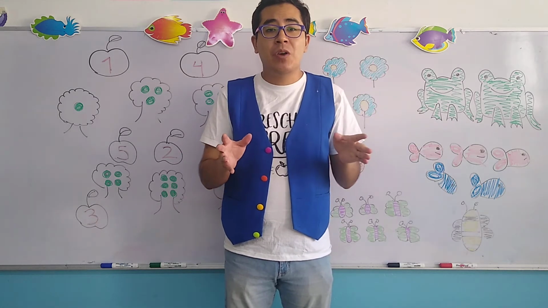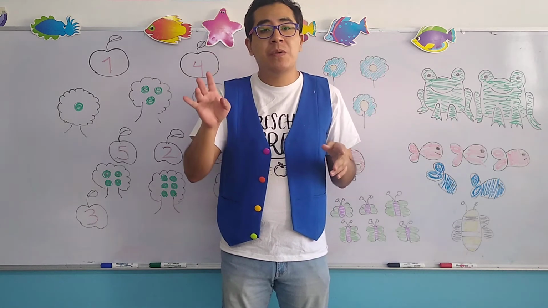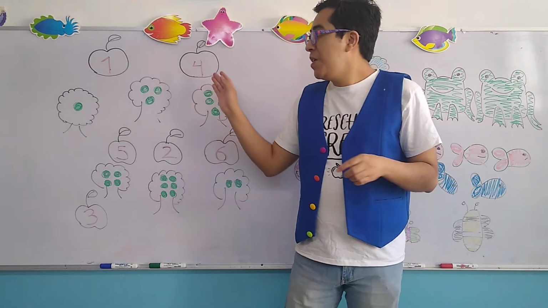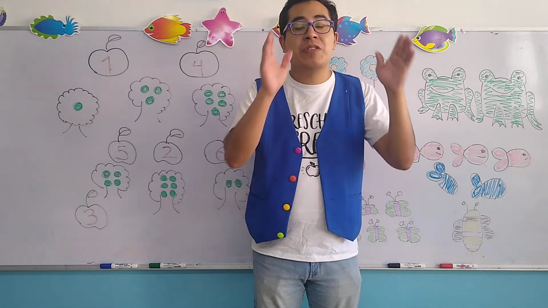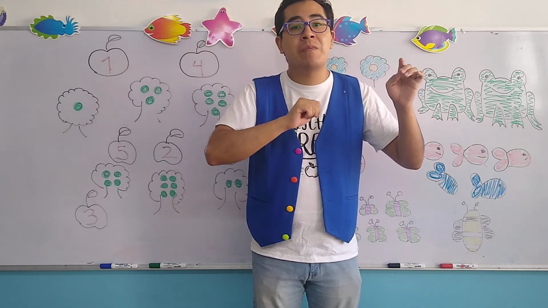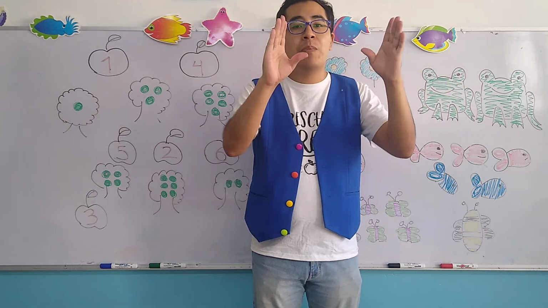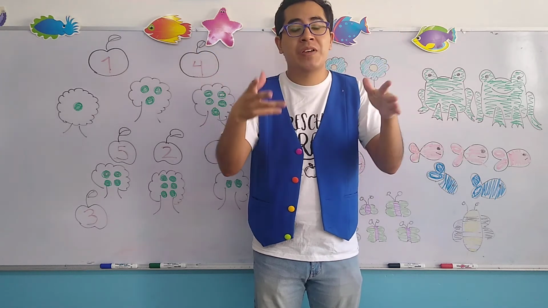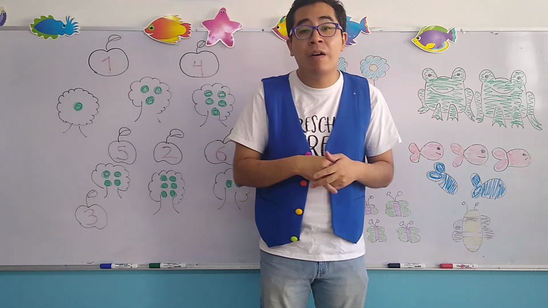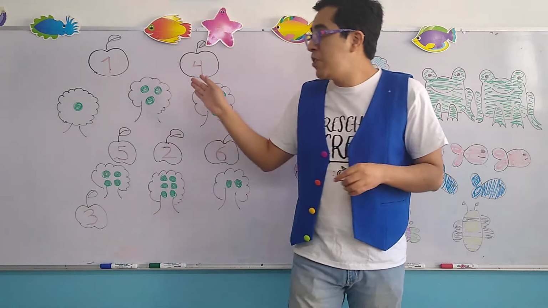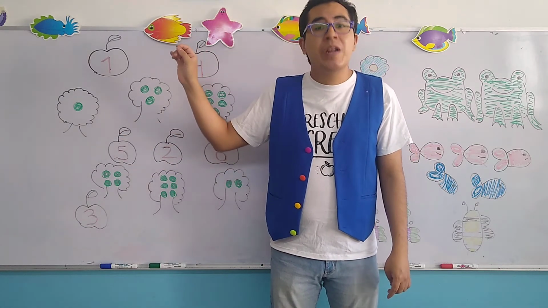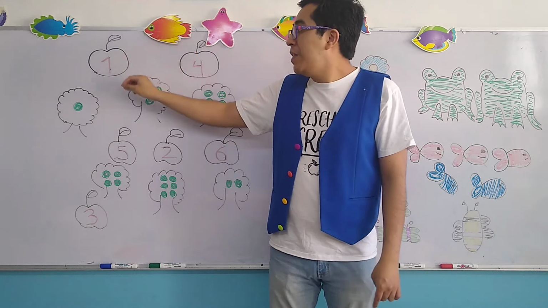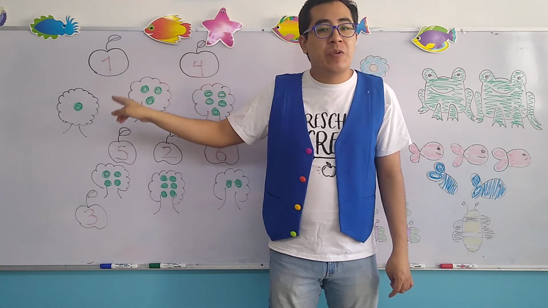Now, the activities of the day are divided in two. For the first activity, we have apples and trees. Now remember, the tree in Spanish means árbol, and of course, apple in Spanish means manzana, which is one of the family of the fruits. So for the first exercise, what we have to do is join the apple with the correct tree.